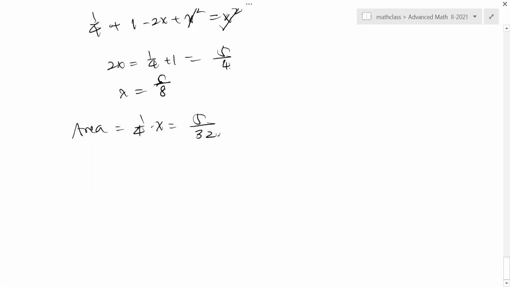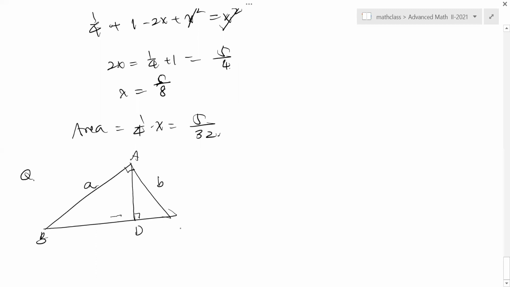All right, so now we have a next problem. I have a right triangle again, and this side is A, this side is B. And I draw a line perpendicular to BC.